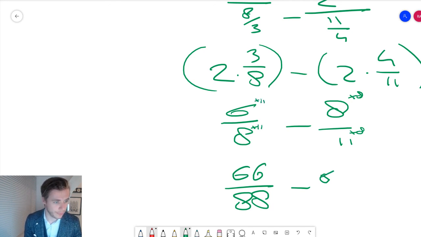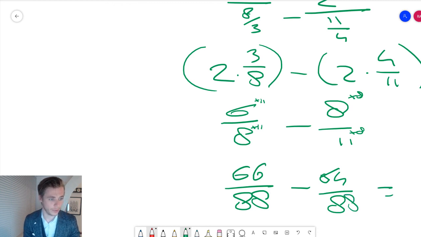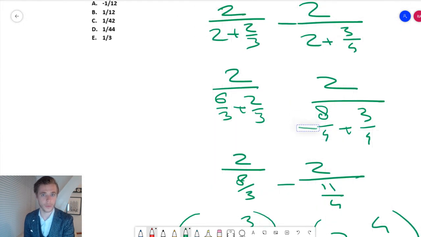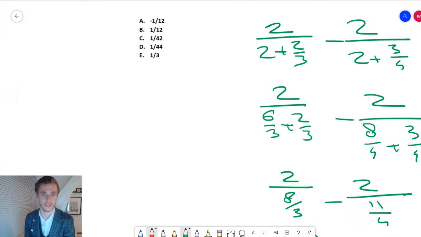So here it's 64 minus 88 over 88, which is 2 over 88, which is the same as 1 over 44. And if we now go back to the answer options, we see indeed option D is 1 over 44. So answer D.